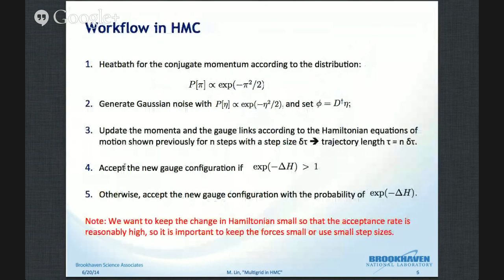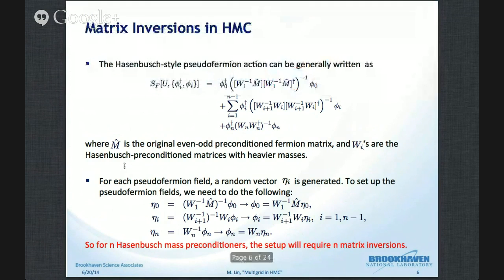So I'm not going to talk about the integrators, but the trick to keep delta H small is to keep the forces small or use small step sizes, because the discretization error will be determined by the step sizes and also the force term. So what I care about is the matrix inversions in HMC. There are several places where you'll need the matrix inversions.